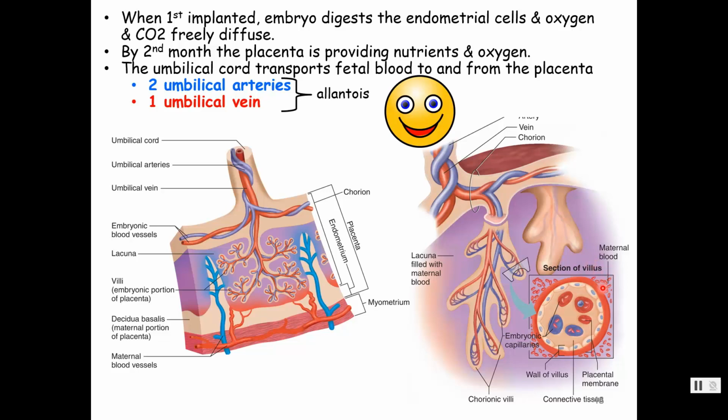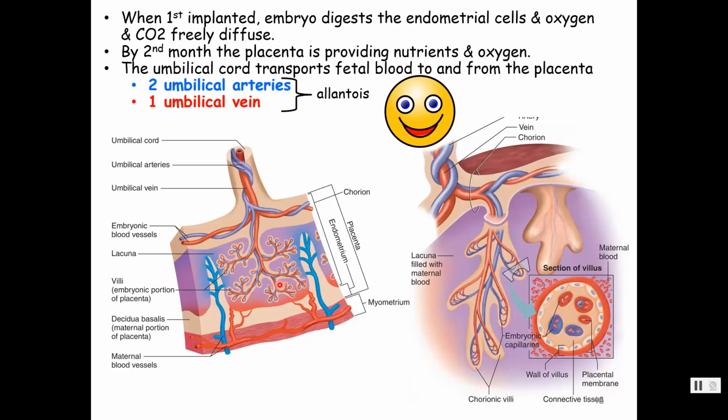And like I said, these villi are just sitting in rich vascular maternal blood. And so everything good is going to come from the mom's blood, go into the fetus, and then all the waste is going to diffuse from the fetal blood into those lacunae, those open spaces, and then the mother's circulatory system is going to remove those wastes.